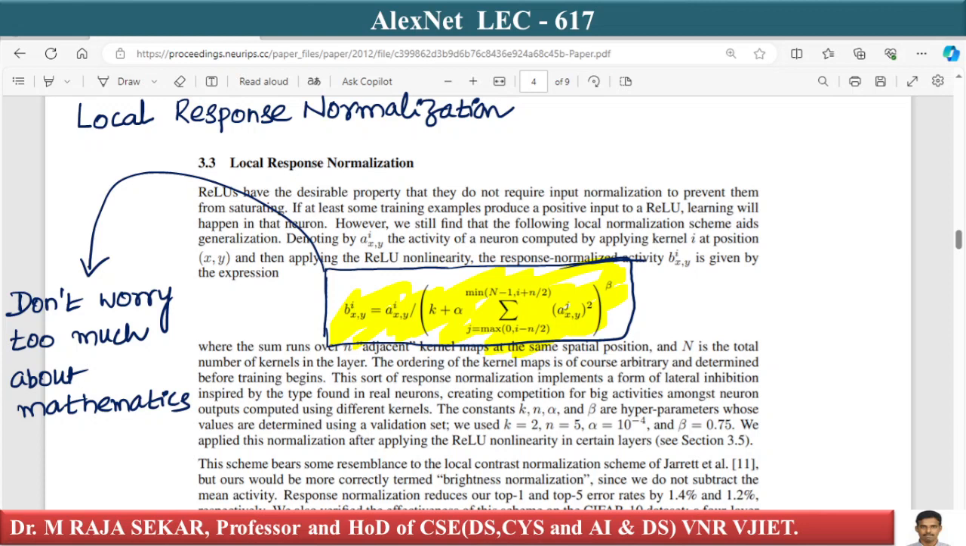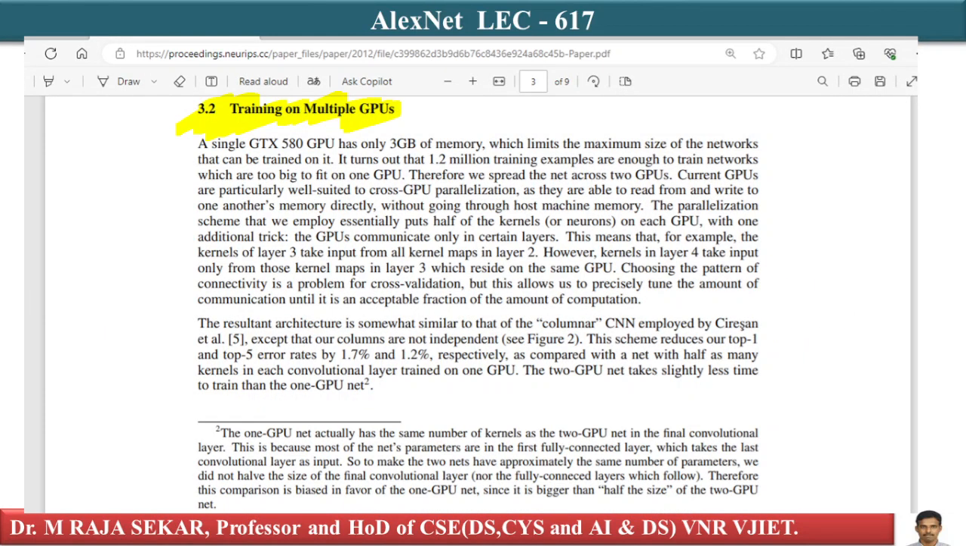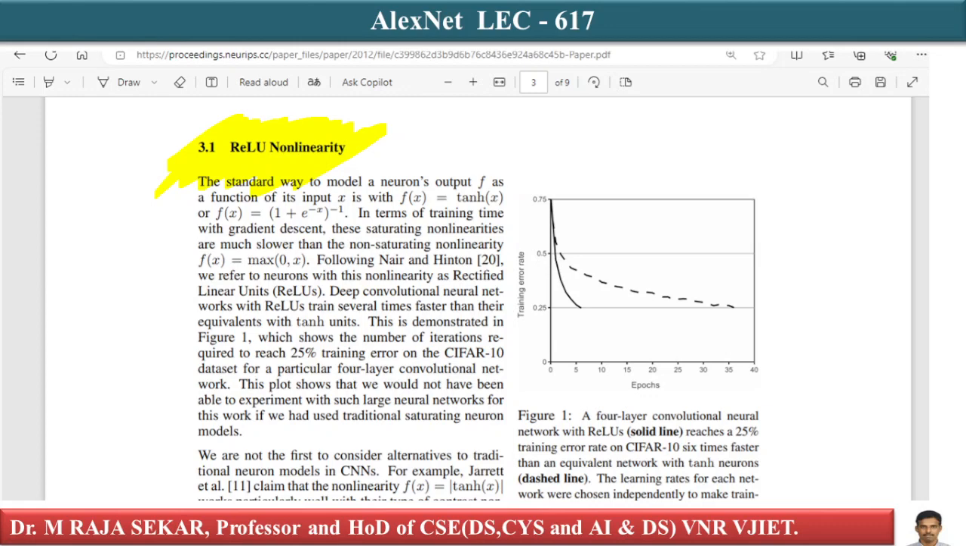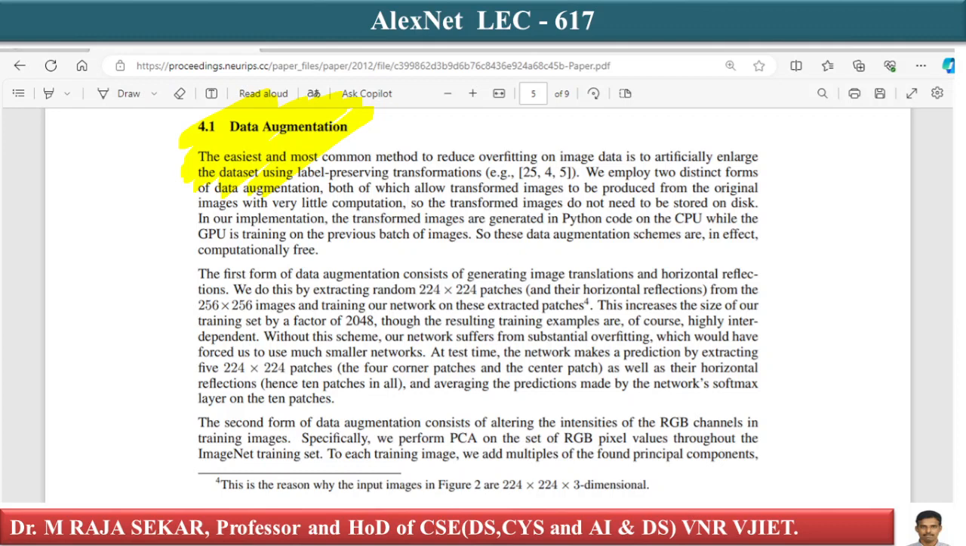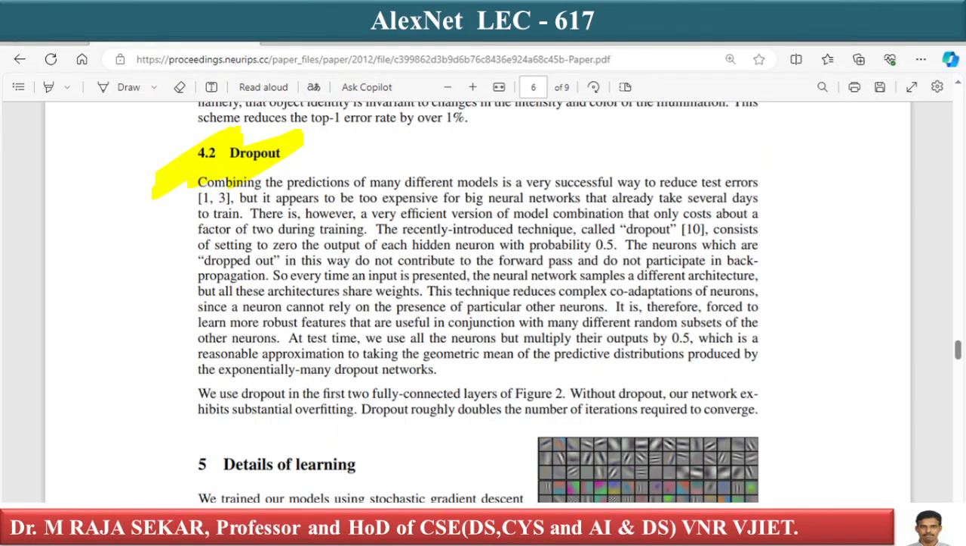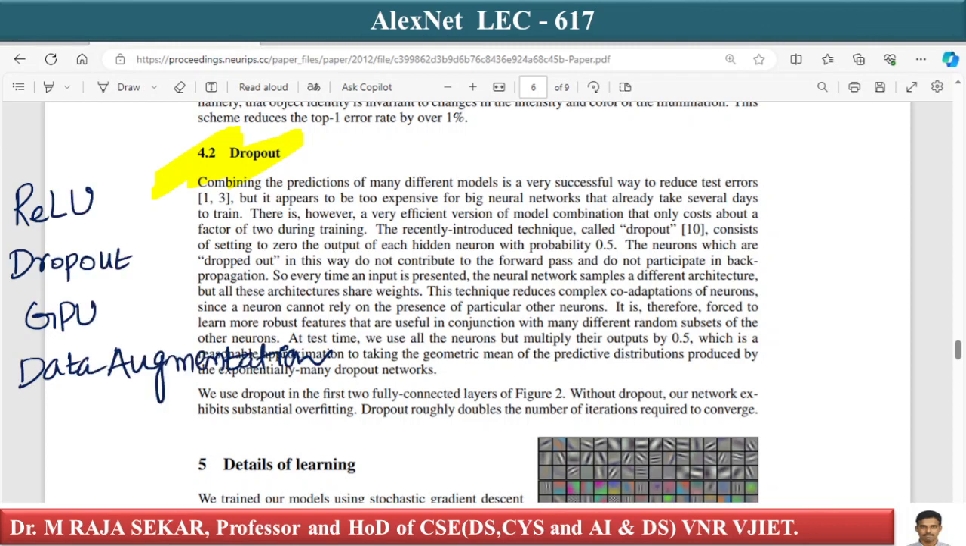You can see these concepts in this particular paper: training on multiple GPUs, and also ReLU nonlinearity, isn't it? They also used pooling, overlap pooling. There is also data augmentation. Remember, we talked about data augmentation. They also used dropouts. Still we are using ReLU, dropout, GPUs and data augmentation.